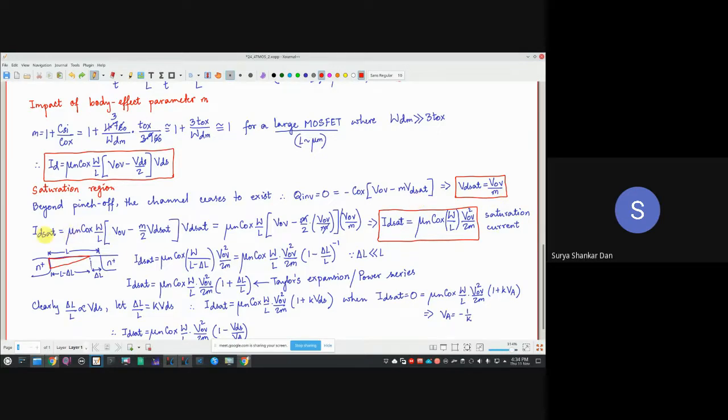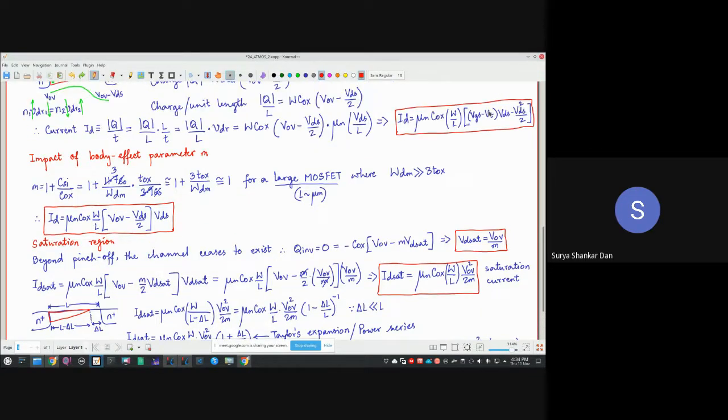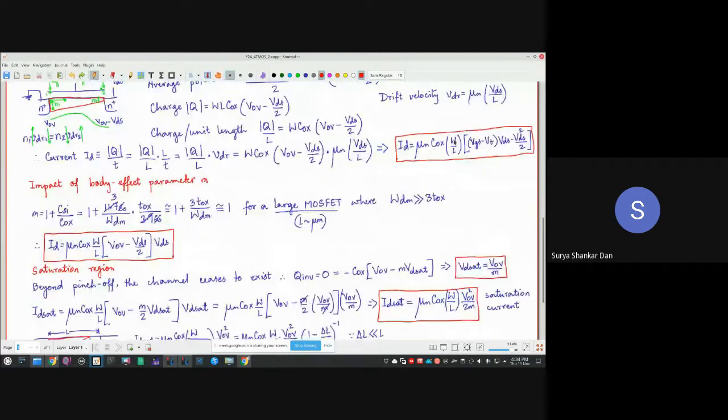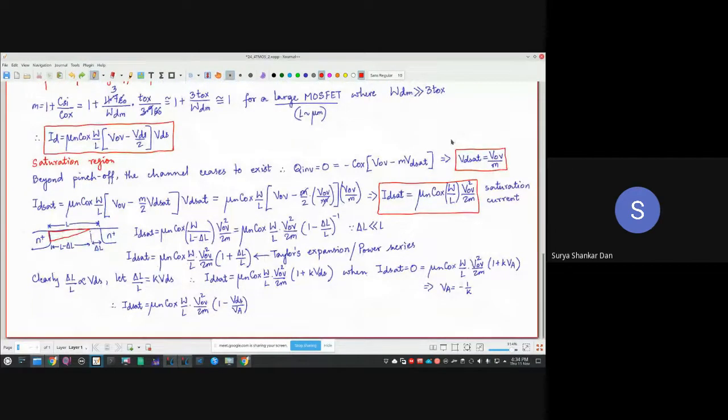Now all I'm going to do is IDSAT is equal to mu n C W by L, VOV minus m VDSAT by 2. This is the same expression which we derived earlier, this one, okay? Now all I'm going to do is that instead of this VDSAT, I'm going to put VOV by small m. Small m cancels, and you are left with this relation, which is the saturation current.